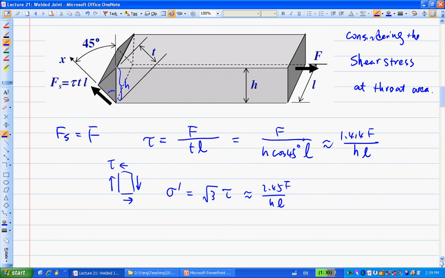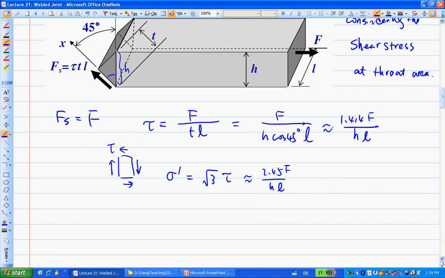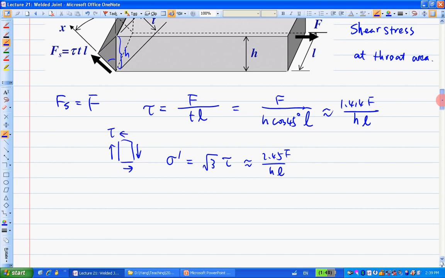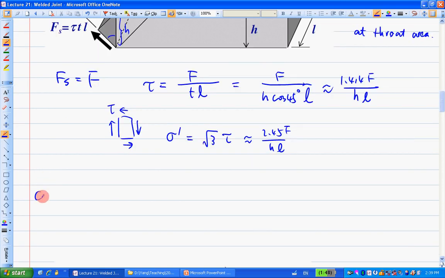Is that good? Okay, so now let's look at the different kinds of situations regarding fillet welds, and how we calculate the overall stress. Okay, so let's take a look at the first case. The first case is what I call the shear in the weld from in-plane torsion.